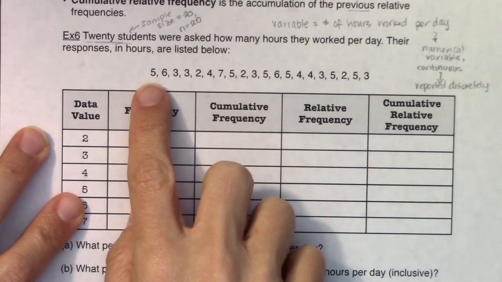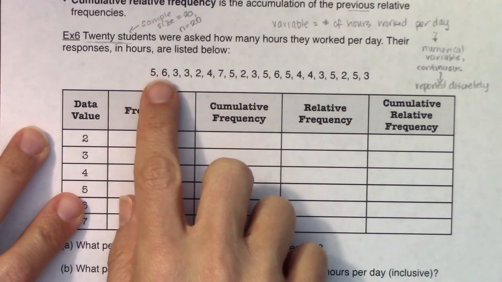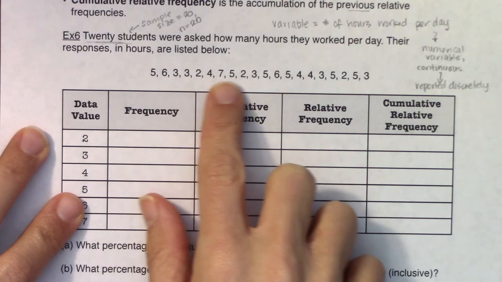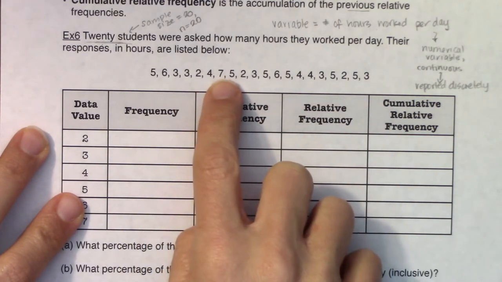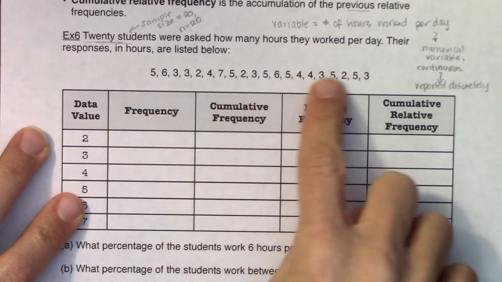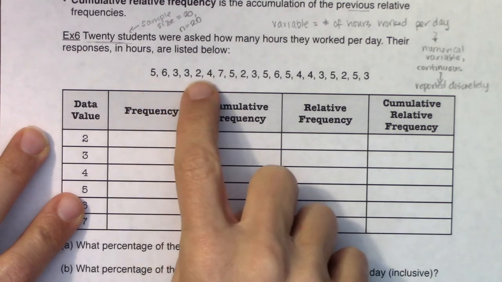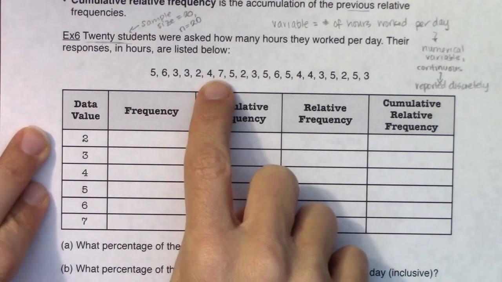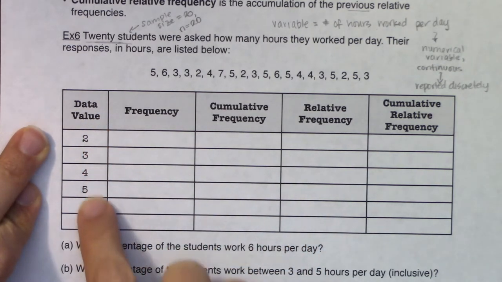So if we look at this, one of these students worked 5 hours a day, 6 hours, one's down here at 2, right? It looks like somebody actually worked 7. And if I look at my data values, it looks like the smallest number I see is 2, and the highest number I see is 7, which is why I put that column there.